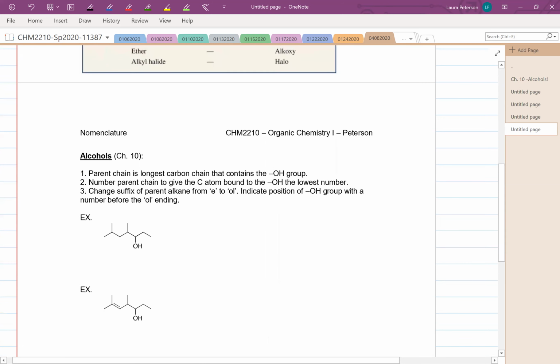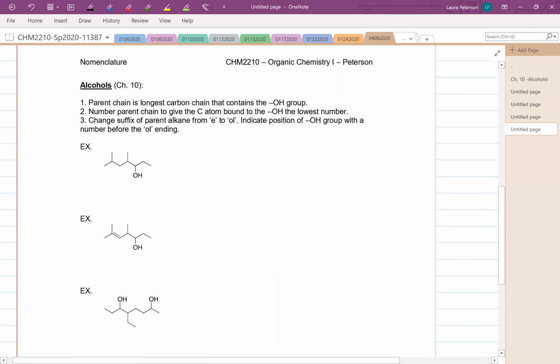Okay, so let's go ahead and start to look at the rules of naming alcohols. The first one is that we are going to number the parent chain so that the carbon that bears the OH group is part of the longest carbon chain. And we want to number that parent chain in such a way that the carbon atom that bears the hydroxyl group has the lowest number. So even in the presence of alkenes and alkynes, since alcohols are the highest priority functional group, we want to give the alcohol carbon the lowest number.